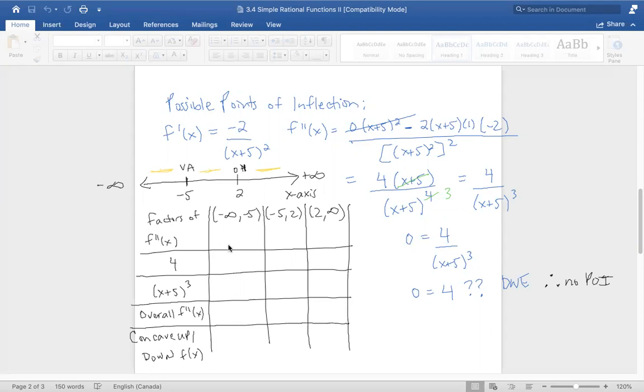For values, I can pick the same ones I did before. -6. Again, if this is a +4 constant, it's going to be positive all the way along. -6 plus 5 is -1, and -1 cubed is negative. A positive divided by a negative is a negative, which means I'm concave down.